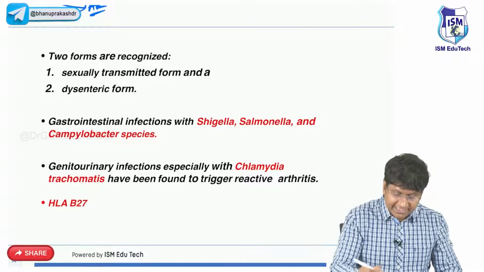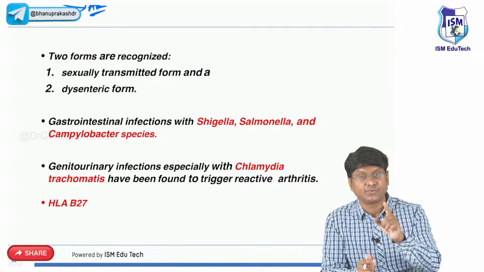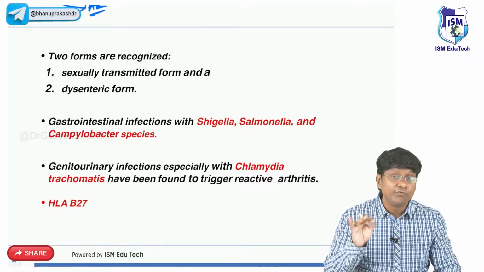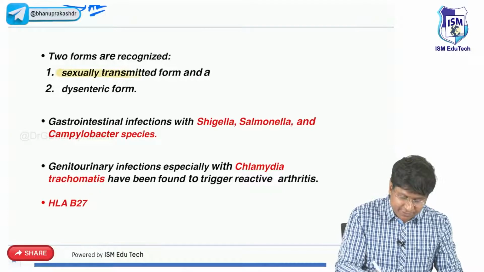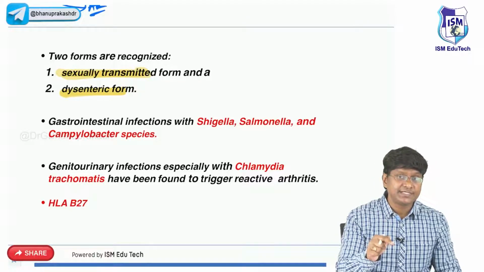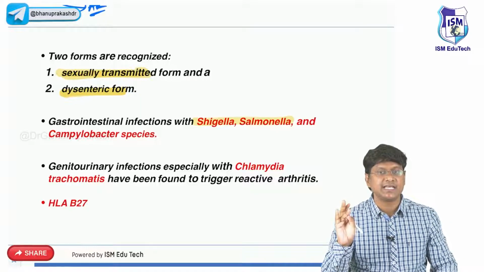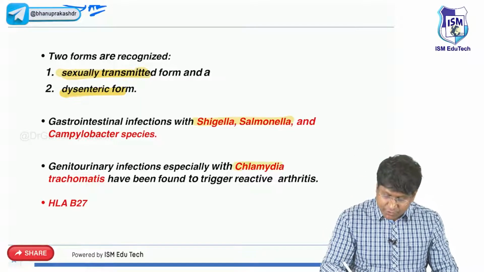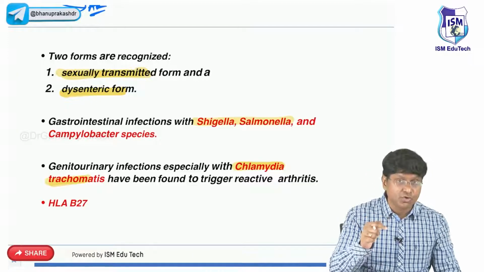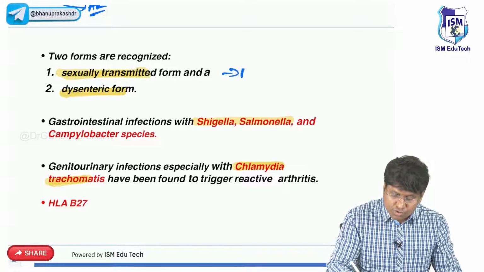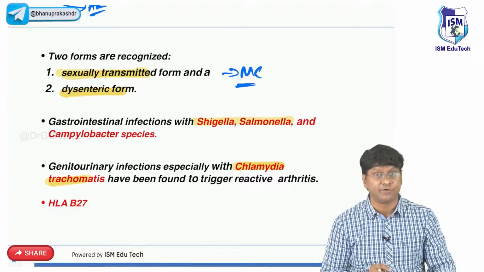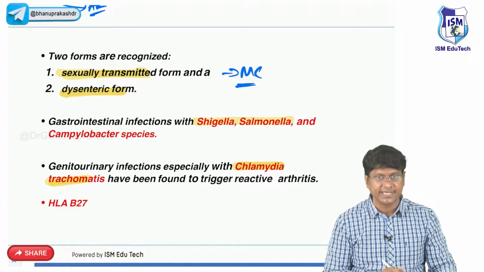But you have to remember that this Reiter syndrome or reactive arthritis, where you have HLA-B27, what is the etiology? They usually occur following a sexually transmitted infection or a gastrointestinal infection. What is the gastrointestinal infection? That will be Shigella, Salmonella, and Campylobacter. The genitourinary infection will be Chlamydia trachomatis. But if the question is asked which is most common between these two, it will be Chlamydia trachomatis, that is the sexually transmitted form. That is what is responsible for your Reiter's or reactive arthritis.